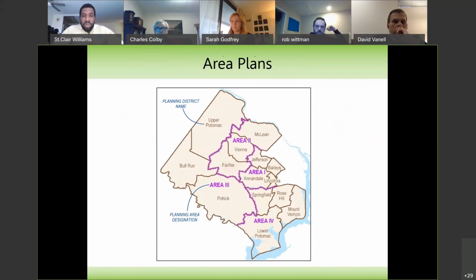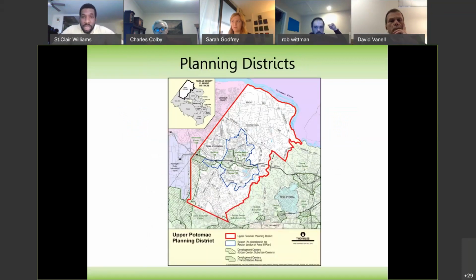Again, the comprehensive plan also includes 4 area plans. The county is divided into 4 areas, areas 1 through 4. And then within the areas, you have planning districts. In this case, this study is looking at the Reston area, which is located within the Upper Potomac Planning District.